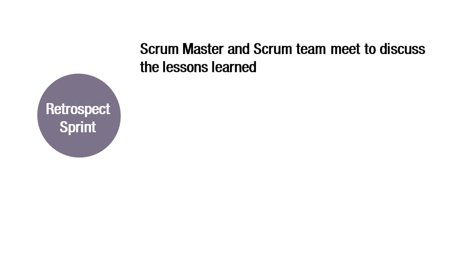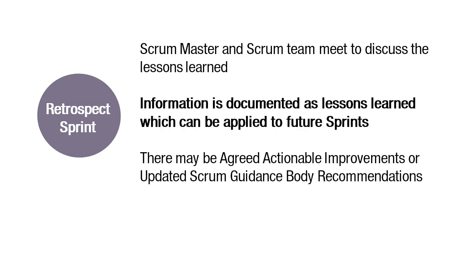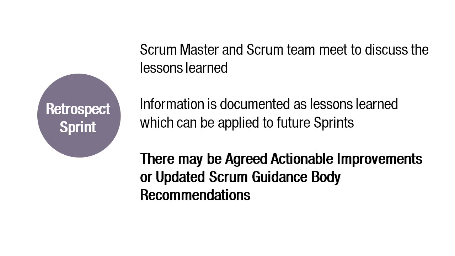The last process performed in the Review and Retrospect phase is Retrospect Sprint. In this process, the Scrum Master and Scrum team meet to discuss the lessons learned throughout the sprint. This information is documented as lessons learned, which can be applied to future sprints. Often, as a result of this discussion, there may be agreed actionable improvements or updated Scrum guidance body recommendations.